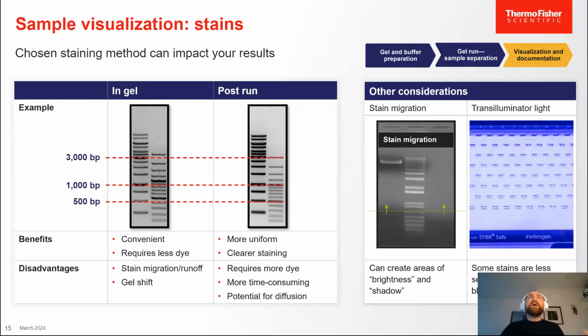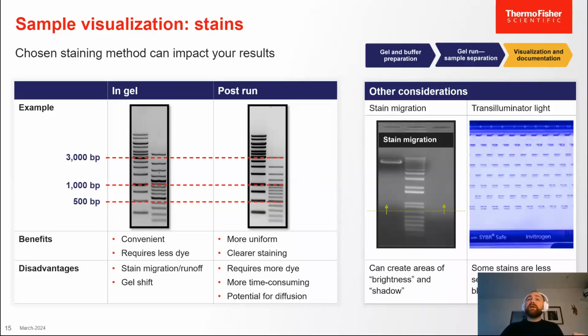Sometimes they can impact the way that the separation works within the agarose gel. So you can see that it's not as nicely separated as what we can see in the post-run staining. So these are the disadvantages of using the in-gel staining. But it is, however, much more convenient, uses less dye and is a lot faster because you don't need to take an additional step afterwards.